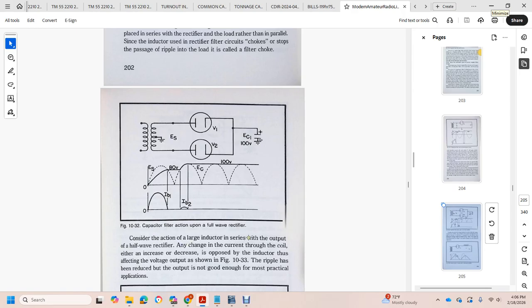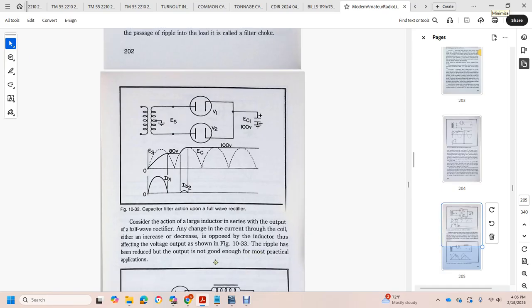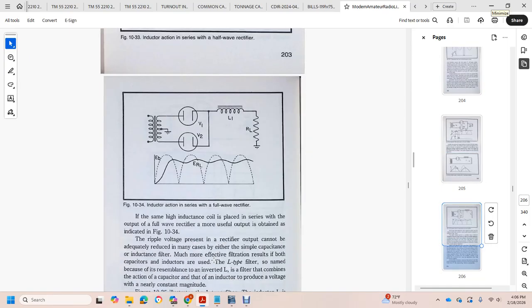Consider the action of a large inductor in series with the output of a half wave rectifier. The change in current with the coil will either increase or decrease the output, with the inductor effective in smoothing the voltage output, as shown in figure 10-33. Ripple has been reduced, but the output is not good enough for most practical applications.